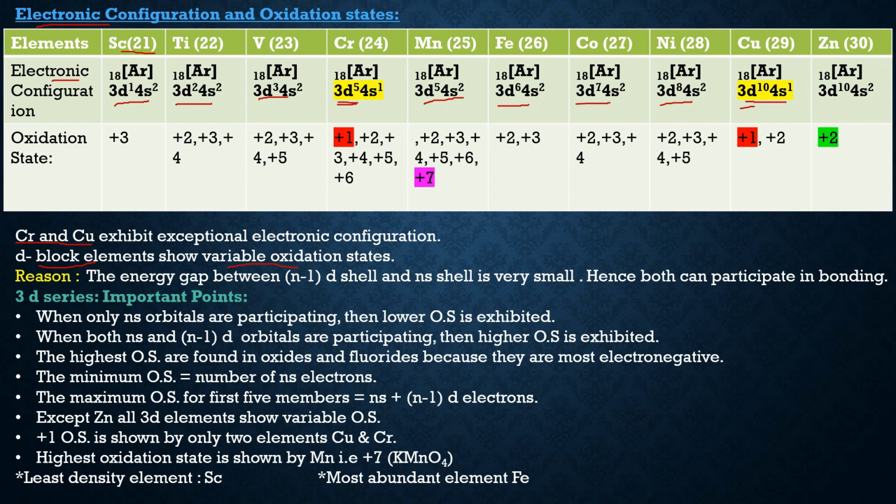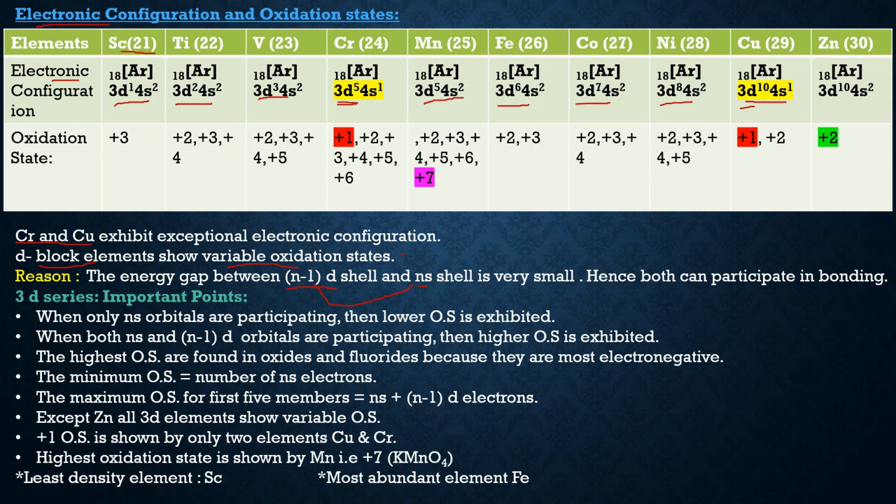So what is the reason for that? The reason is the energy gap between the (n-1)d subshell and ns subshell is very small. So they both participate in the bonding and hence they show variable oxidation state. This is very, very important.